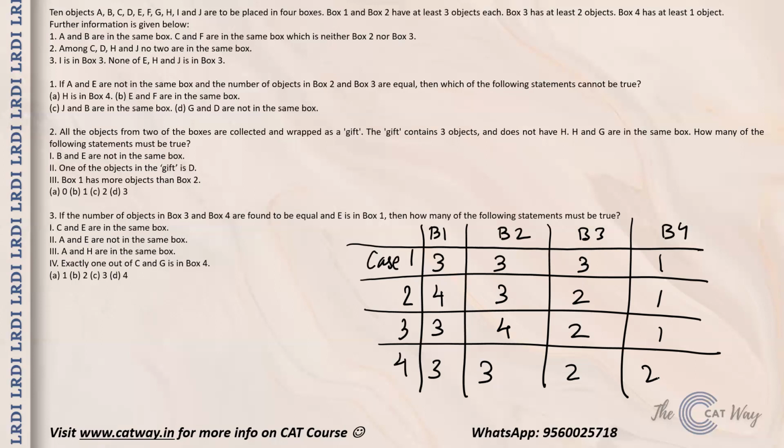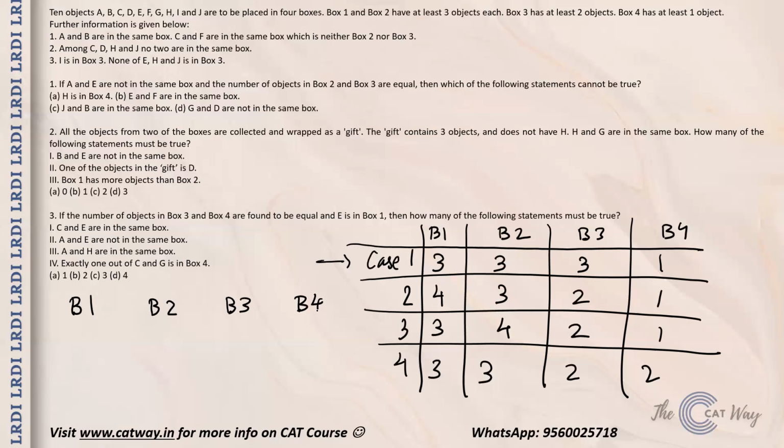Okay, so now let's move to the questions. The first question is: if A and E are not in the same box and the number of objects in box 2 and 3 are equal. So the number of objects in box 2 and 3 are equal only in case 1. So this is the case that we are talking about over here, right? So let's make it: box 1, box 2, box 3, and box 4, right? So this is what we have, guys.